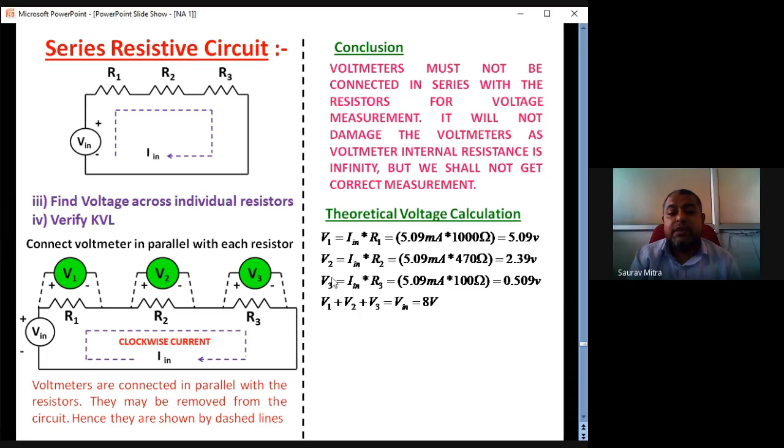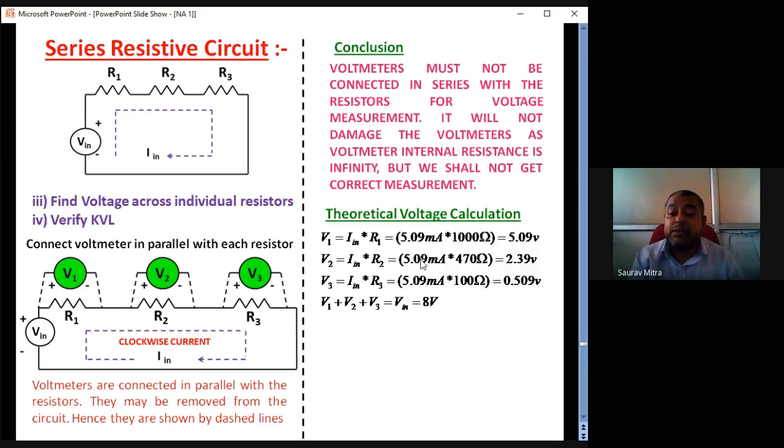So initially we had found I in as 5.09 milliampere. So how much is the voltage across R1? Voltage is equal to resistance times current. So voltage V1, that is the voltage across resistance R1, is 5.09 into 1000, 5.09 volt. Same thing across R2: 5.09 into 470, 2.39.